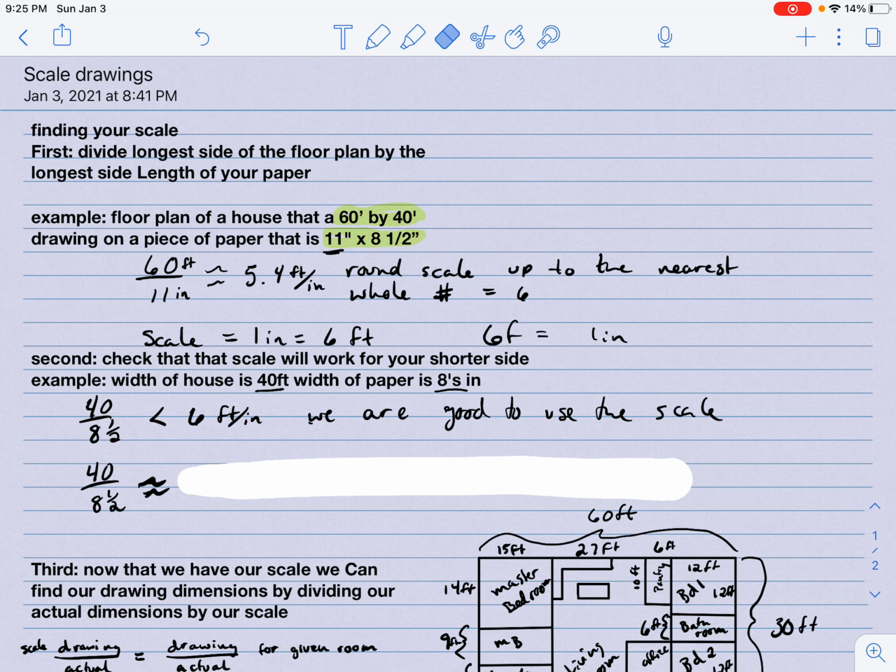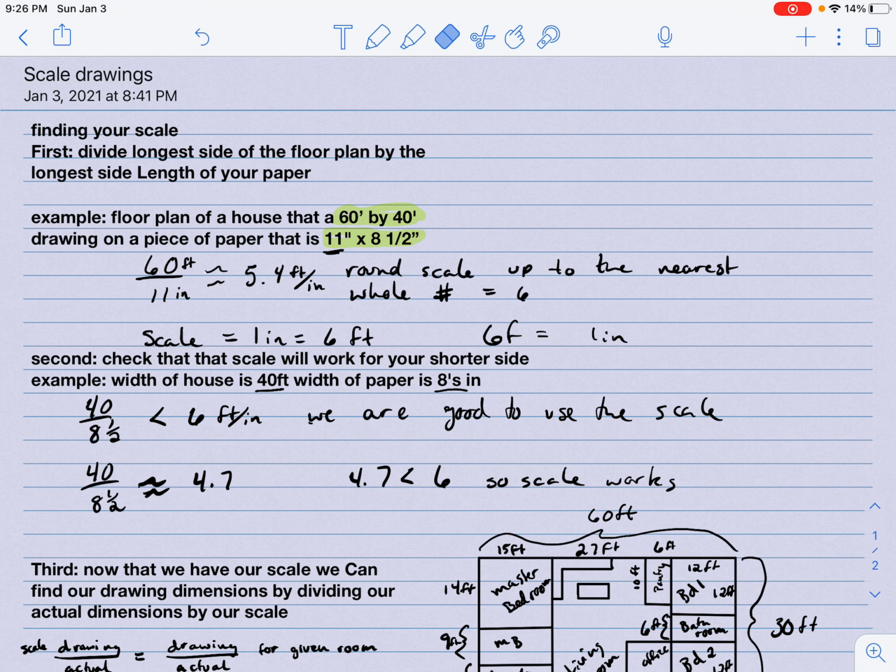When we do that, whatever this 40 divided by 8.5 is, it should be less than 6. If it's less than 6, then we are good, and that scale will be good for the width as well. So when we divide 40 by 8.5, we get 4.7, which is less than 6. So the scale works for the width. That means that 40 feet, when we divide it by our 6 feet, is going to be less than 8.5, so it will fit on the sheet of paper width-wise.